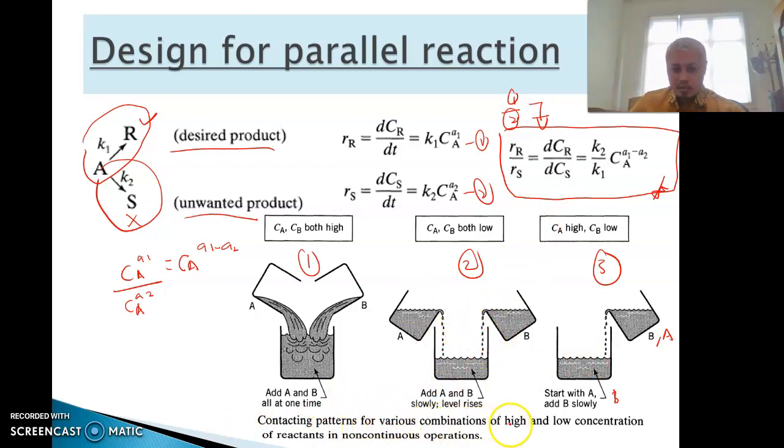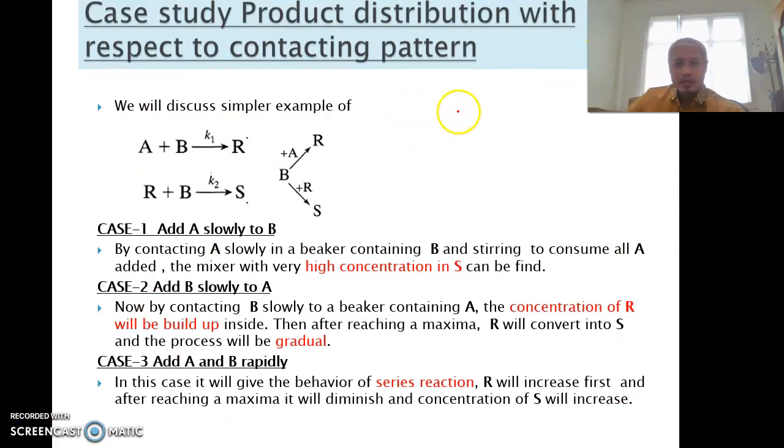So these are various combinations of high and low concentration of reactant in non-continuous operation. Non-continuous because this is a batch reactor or semi-batch, either one.